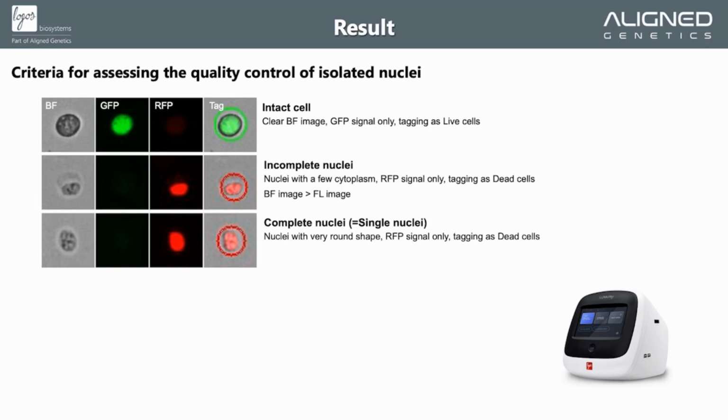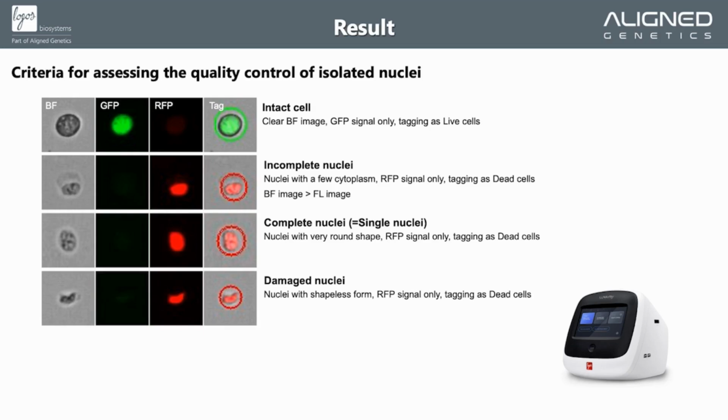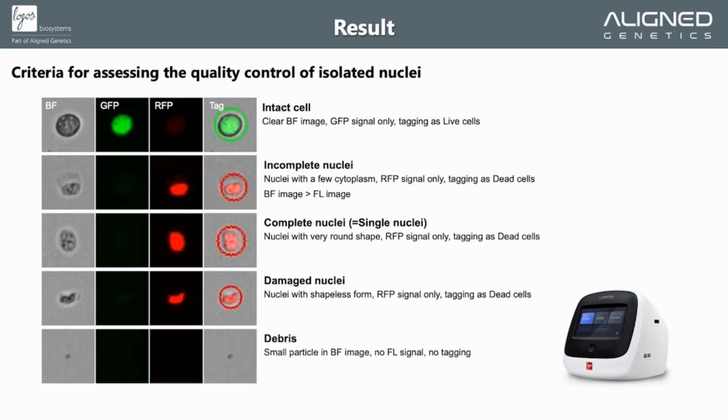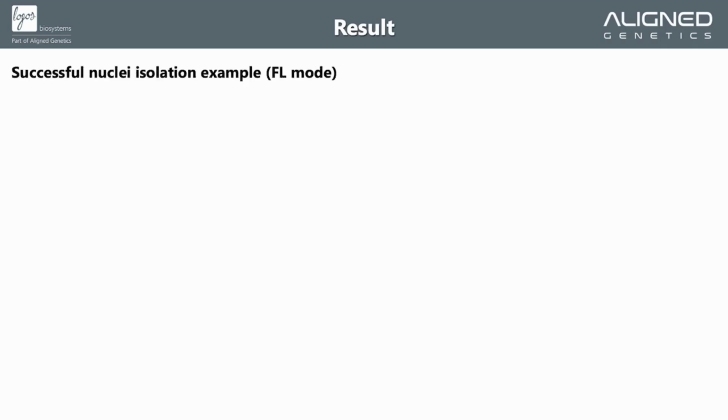Successfully isolated nuclei typically exhibit an elliptical shape, while damaged nuclei may appear irregular. And in this case, debris is not a concern because it will not emit a fluorescent signal, meaning any debris present in the sample will not be tagged as objects.